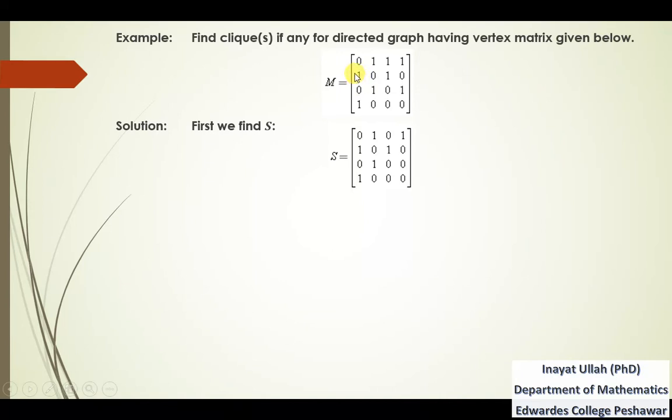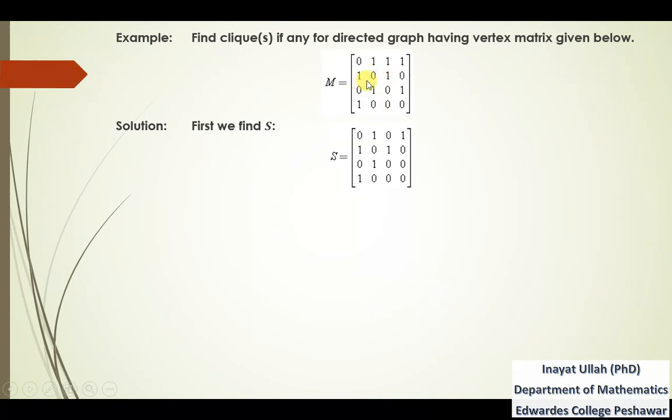Similarly, this is 1, so this is M21 and that is M12. These are the same, so this entry will be equal to 1. And just look at this entry. This is 0, so that will be equal to 0 because this is not 1.